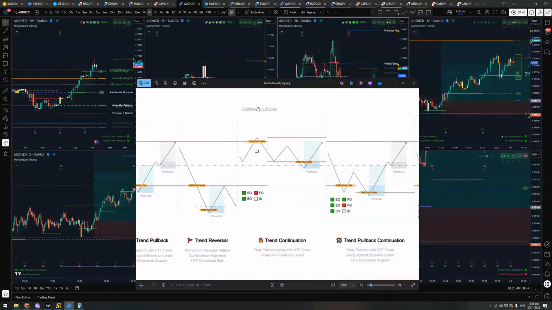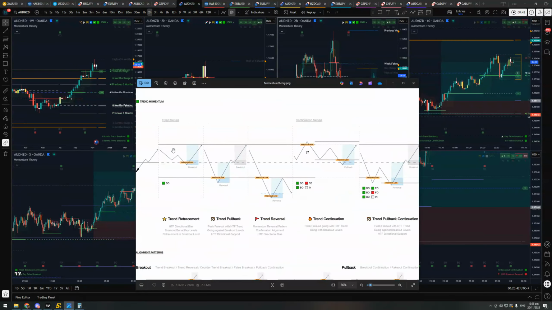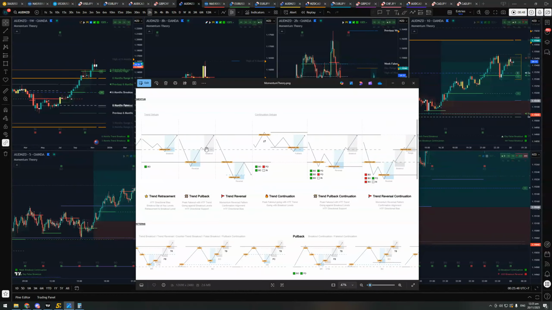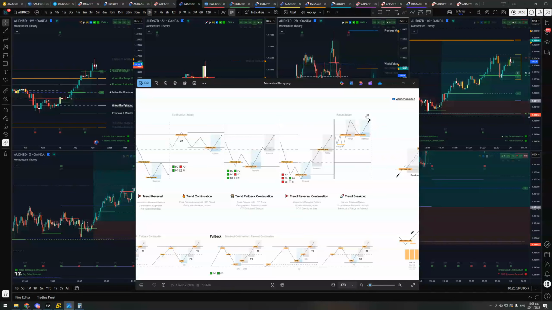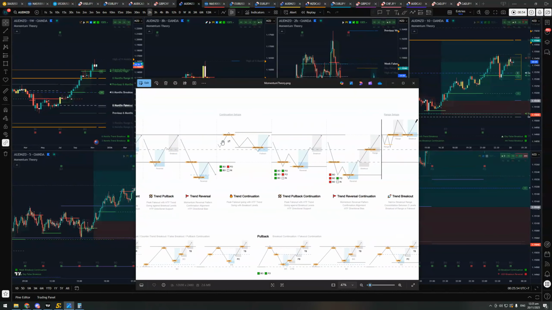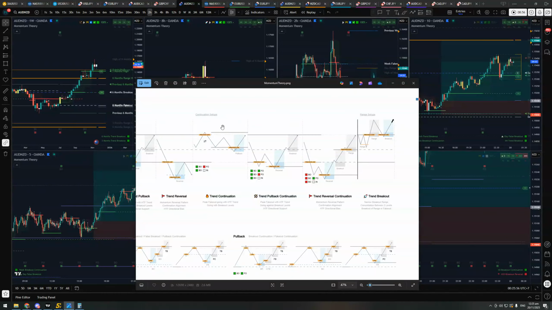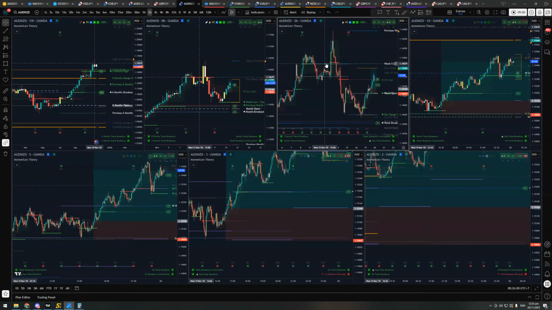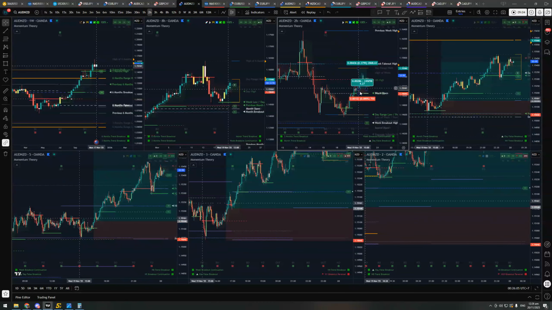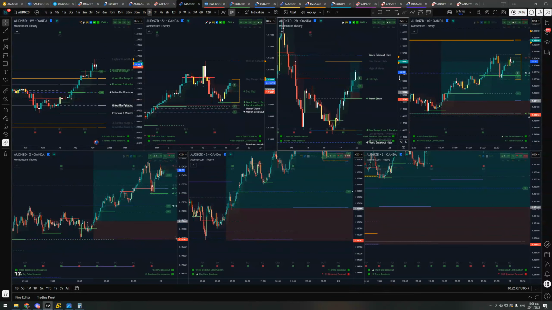So first bar trade, always looking for one of these setups. When we have a breakout bar, looking for a trend retracement, trend pullback, or trend reversal, or I'm looking for a trend breakout if it breaks out. And if I don't get any of those setups, then I'm waiting for the second bar trade, which is a continuation setup, either a continuation pullback or reversal. So in this case was a continuation, got in on that move, and yeah, that's it.